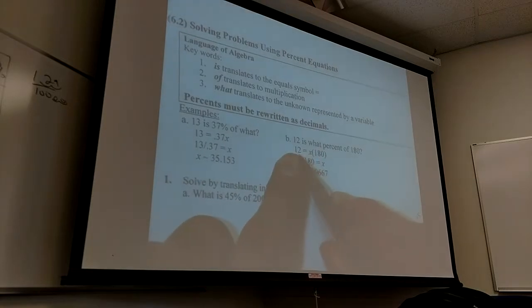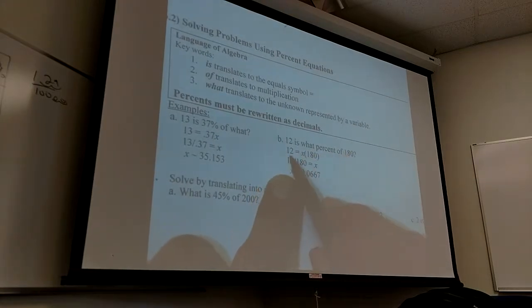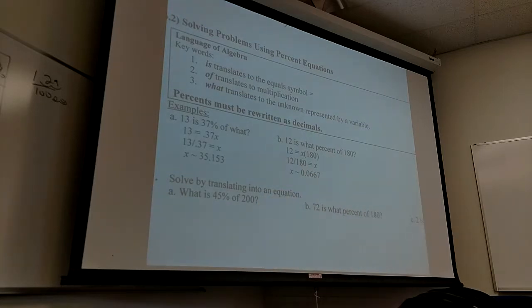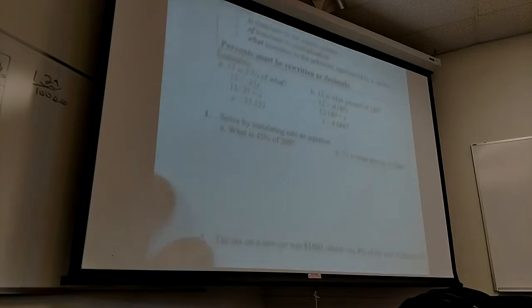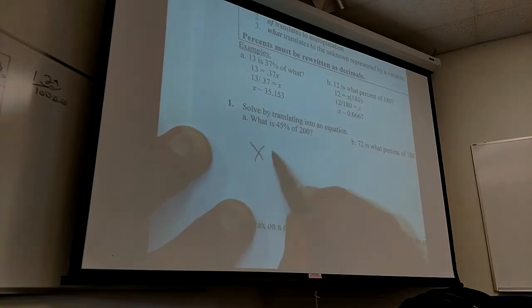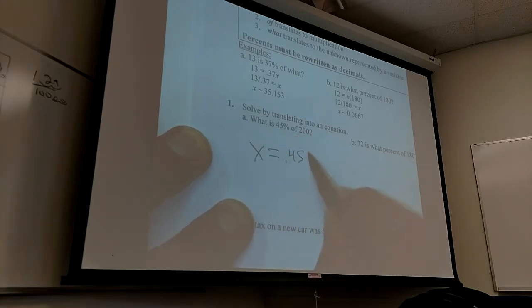So here, if I see 12 is what percent of 180, I don't know, put an X there, of means times 180. And then how do I solve for X? I divide by 180. I mean, that's just so beautiful. You're like, whatever you want to call beautiful, Jeff. So let's try this first one here together. What is, so what do I put there already? X. X equals 45%, 0.45 times 200.